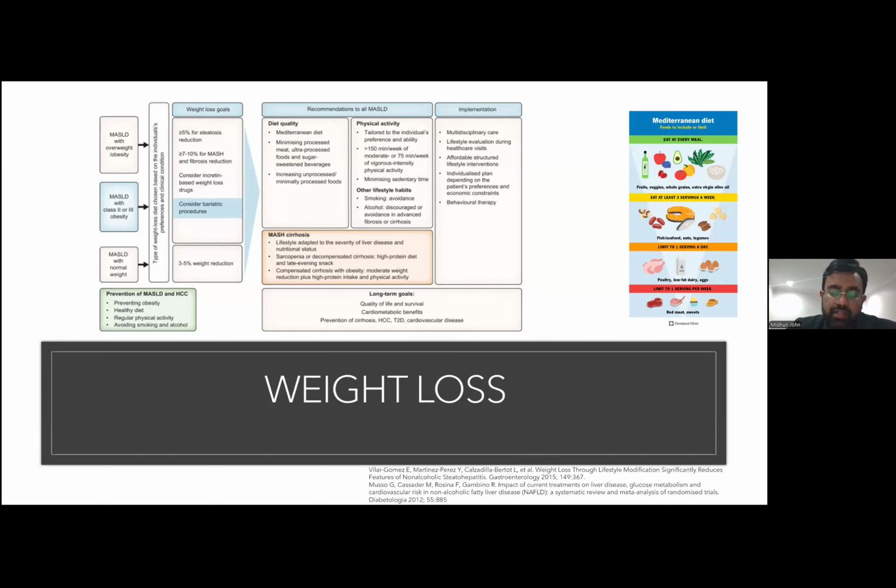Apart from the Mediterranean diet, obviously we need to limit the amount of processed meat, ultra-processed foods, as well as sugar-sweetened beverages, and then increase your unprocessed, minimally processed food intake.